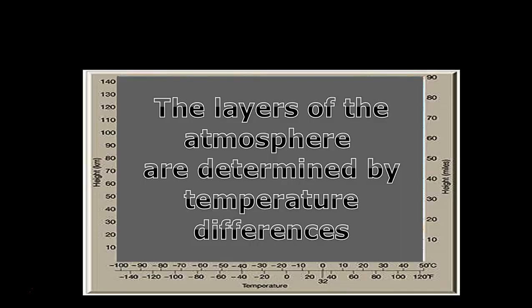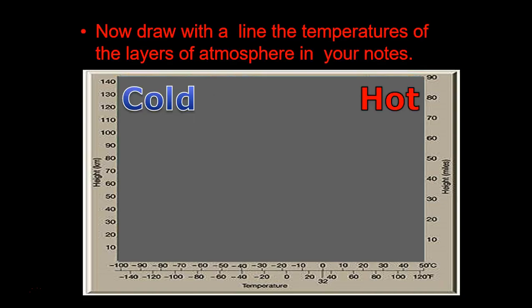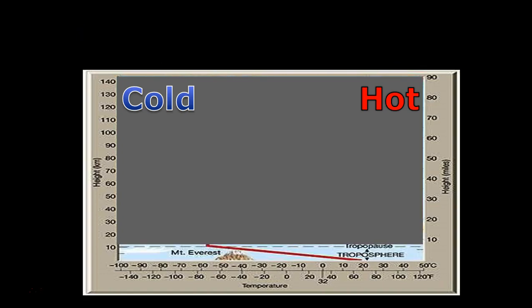So on your notes, you have a picture that shows you the layers of the atmosphere. And these layers are determined by temperature differences. At the side of your notes, where you have a picture that looks similar to this, we're going to draw in a line to give you an idea of what happens to the temperatures as you go up in the atmosphere. So if you start at the bottom in the troposphere and you move up, the temperature is going to get colder as you go up. And the reason why this happens is because there's less air particles, so we get colder.